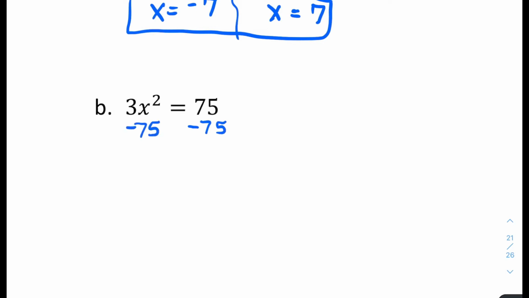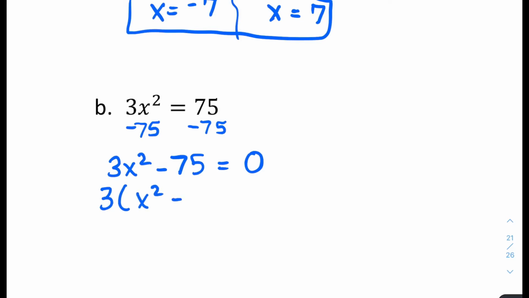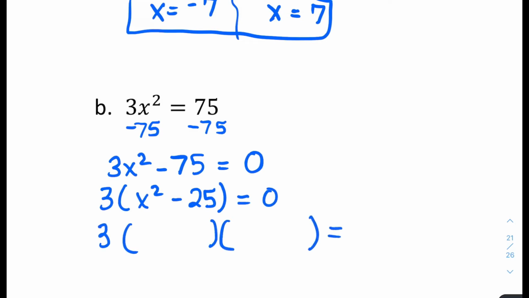Let's subtract 75 on this one to get our 0 on one side of our equation first. And then we could factor out a common factor of 3, which will leave you with x squared minus 25. If you don't do that, then you're not going to be able to see that you can factor this using difference of squares, because 3 is not a perfect square. But this one you can factor into x minus 5 and x plus 5.